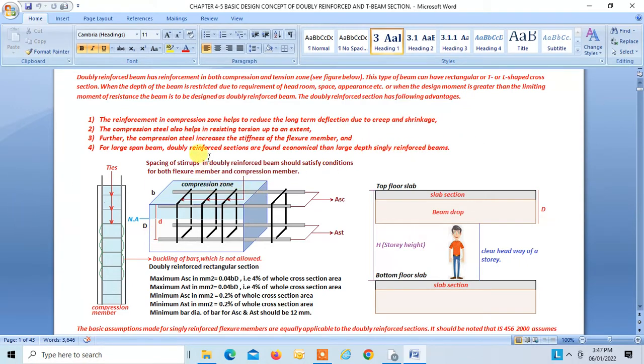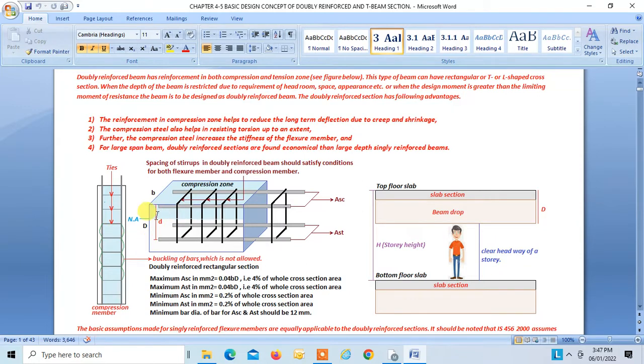Okay. Then another important point is a spacing of stirrups in doubly reinforced beam should satisfy condition for both flexure member and compression member. Let me first show you the compression member. This is the compression member. These are the ties. Okay. If the diameter of the ties and the spacing of the ties are not as according to the codal criteria, then there are chances of buckling of steel, right?